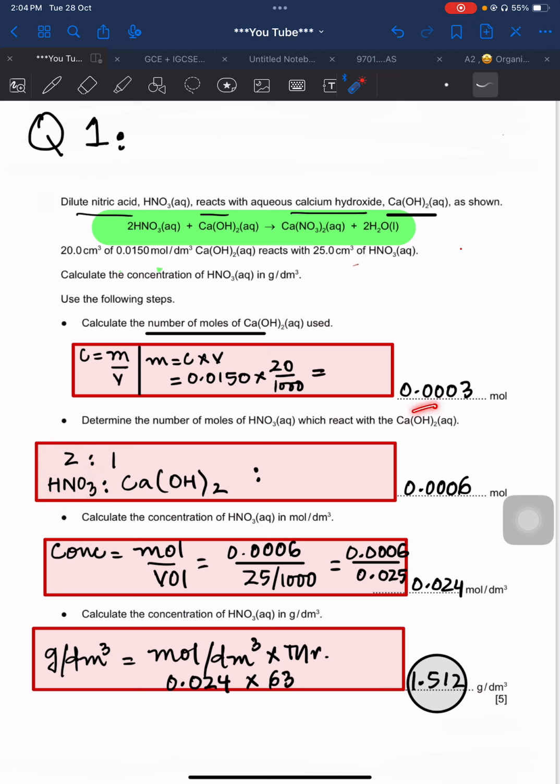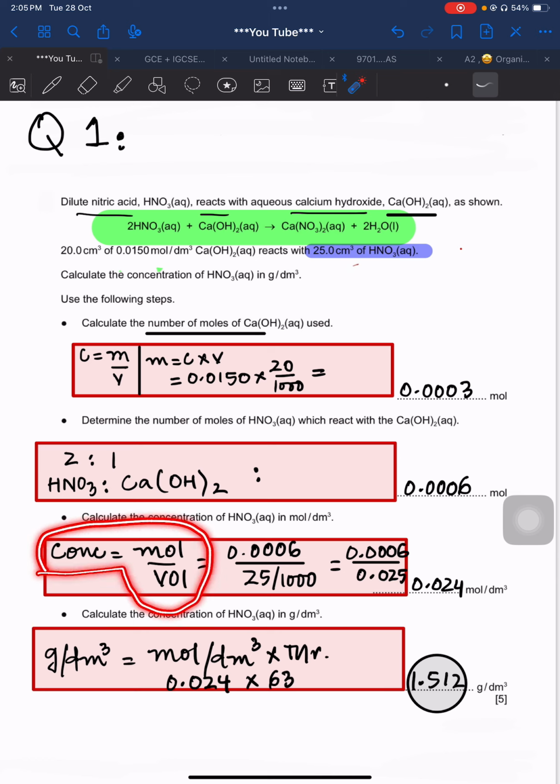In the next step, calculate the concentration of HNO3 in moles per decimeter cube. Okay, have they given us any information related to HNO3? Yes, they have given us information that I am just highlighting with the blue color. The HNO3 volume is 25 centimeter cube, and guys, you have calculated the moles of HNO3 already in step number 2, and that is 0.0006.